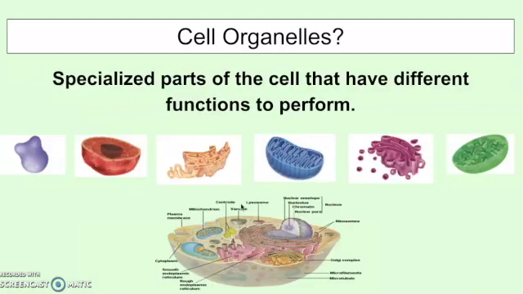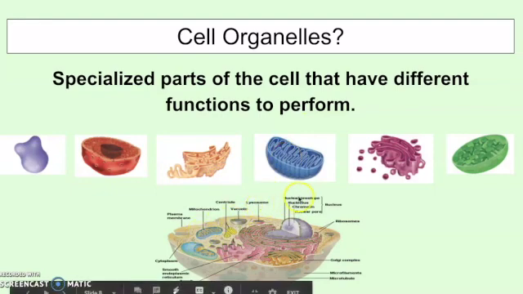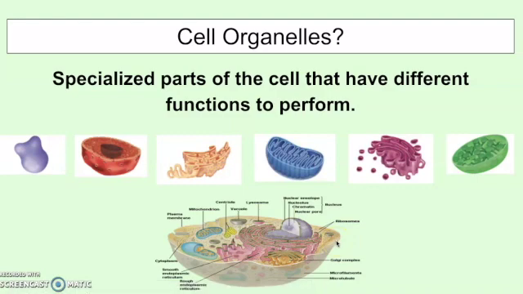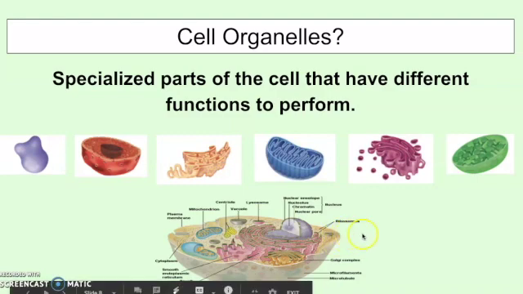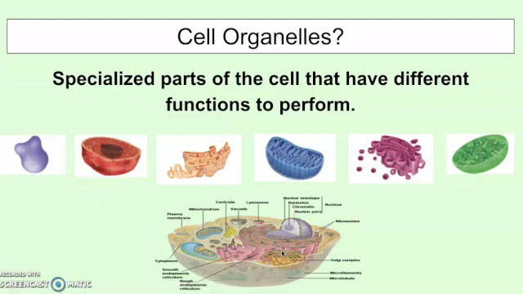So what are cell organelles? They're specialized parts of the cell that have different functions to perform. All of these organelles, which we can see labeled in this diagram below, have specific roles and functions within the cell as a whole. And in order for the cell to stay alive and perform its function within the body, each of these organelles needs to be able to perform its duty or function.